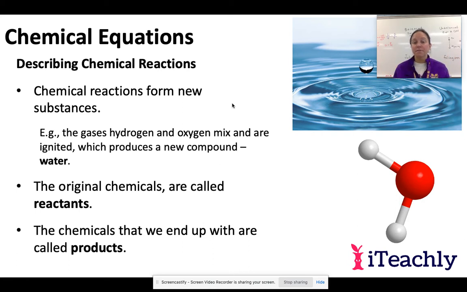Another way I like to think of this is baking a cake. Baking a cake is a chemical reaction. I start with flour and sugar and all the list of ingredients at the top of the directions, and I mix them all together and then I put them in the oven and I bake. I make a cake. So my ingredients are my reactants, and the final product, my cake, is, again, notice the word I said, product. So those are the words that we use to describe chemical reactions: reactants and products, what you start with, what you end with.